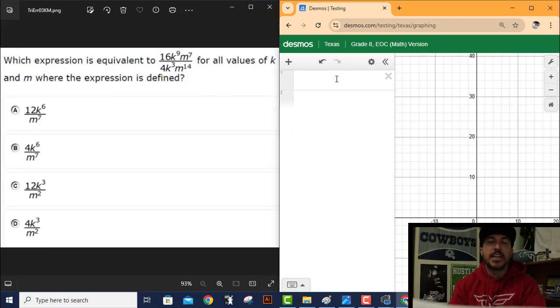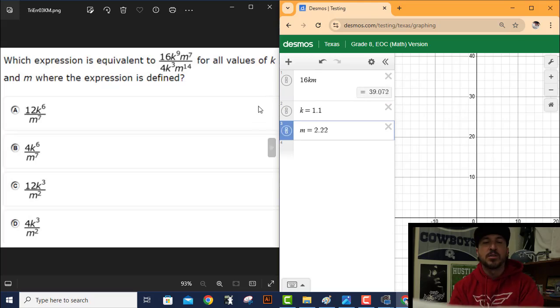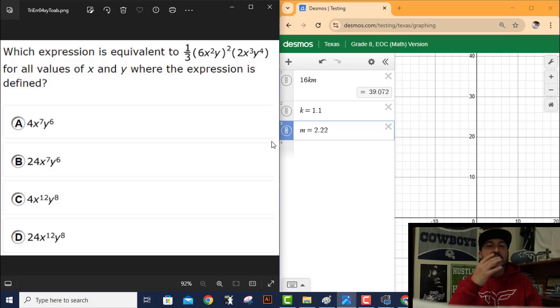This guy, we just did him, right? When you typed him in, I'm just going to put a 16 in the front. When you type him in, you're going to get an error. It's going to say KM. What do you do when it says KM? You have to put K equals 1.1, M equals 2.22, and then you've got it, and now you can get your answer. You type in all the choices. Boom, we just did that guy.